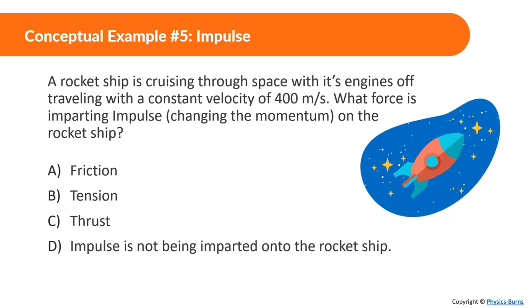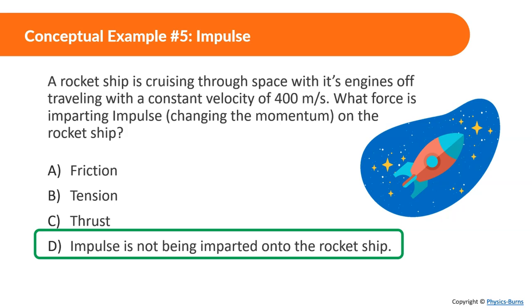So, a few things here. The answer is D. Impulse is not being imparted onto the rocket ship. Well, how do we know? Well, one thing is it's not changing its motion. It has a constant velocity of 400 meters per second. There is no force acting on it. In space, there is no air resistance. There's no air. There is no friction or anything like that, for the most part. So it's just cruising through space. No force is acting on it, so no impulse is acting on it.